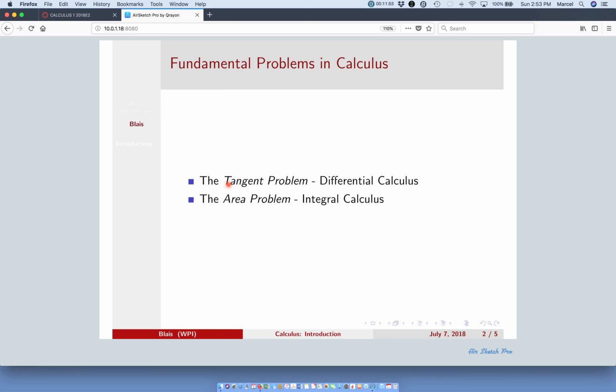This book. So the tangent problem, which is the driving problem of differential calculus, what at WPI we call Calc 1, and the area problem that drives integral calculus, we call Calc 2.